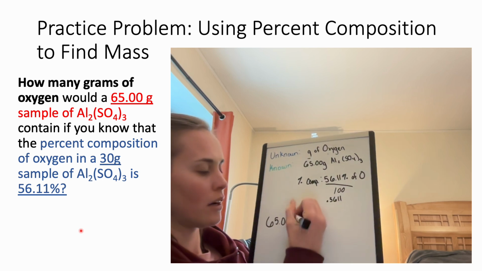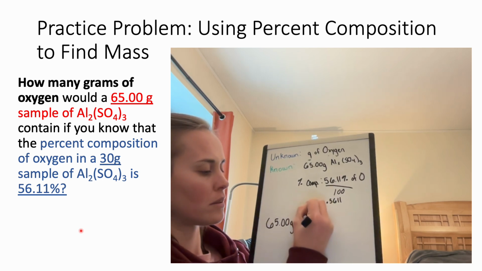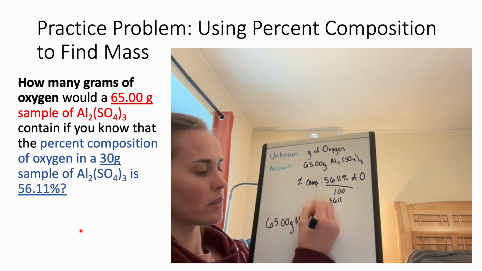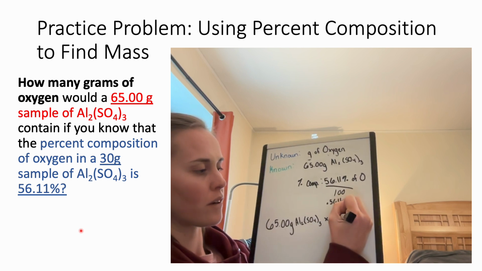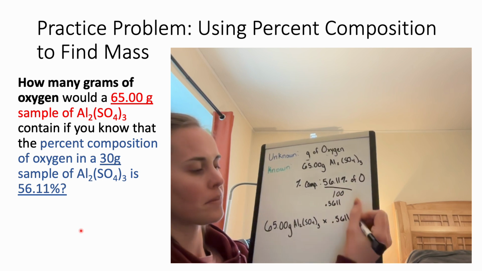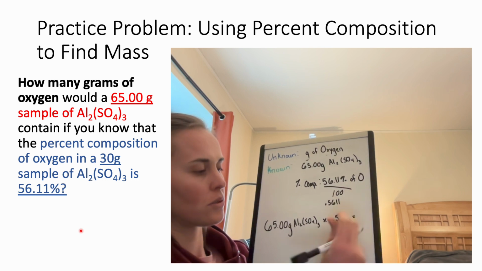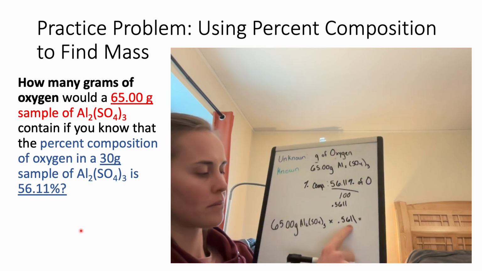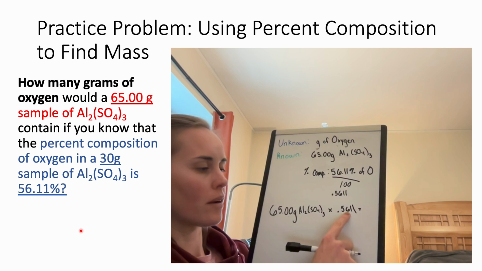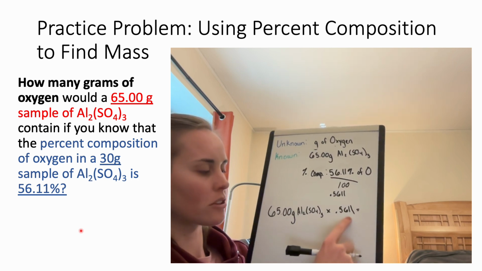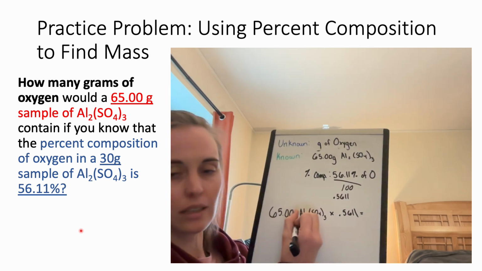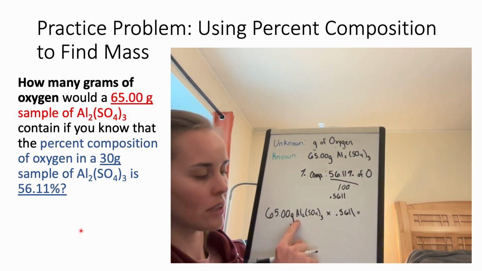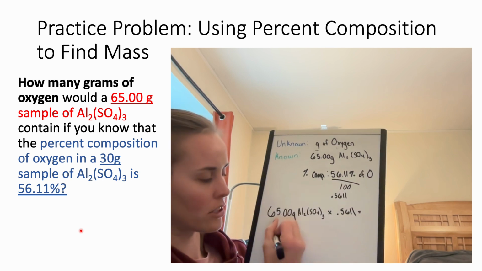All right, and so our equation is going to be our known, which is 65.00 grams of aluminum sulfate, times our 0.5611. Because this is specifically for oxygen, if this is the percentage of oxygen and we multiply it by our sample size, that is going to give us grams. It doesn't cancel out. We don't have any unit to cancel that grams out with. It's going to get us our oxygen.